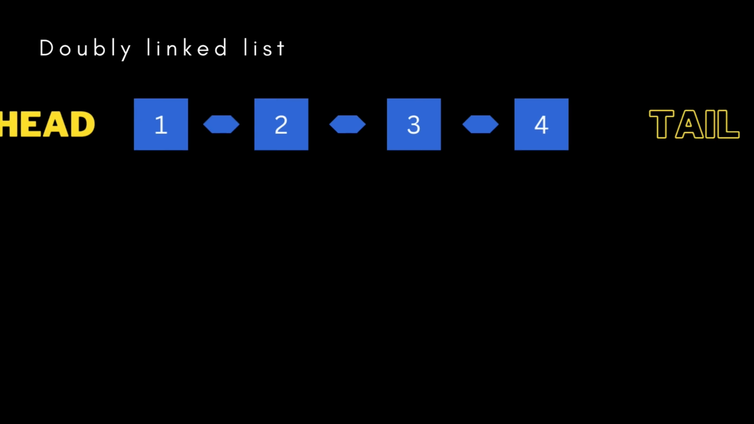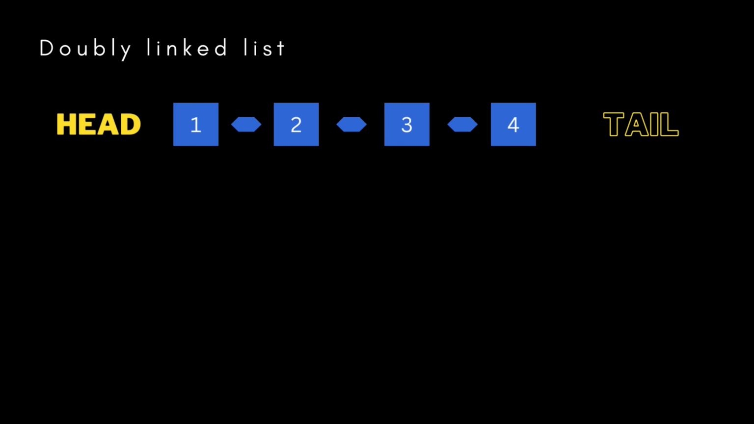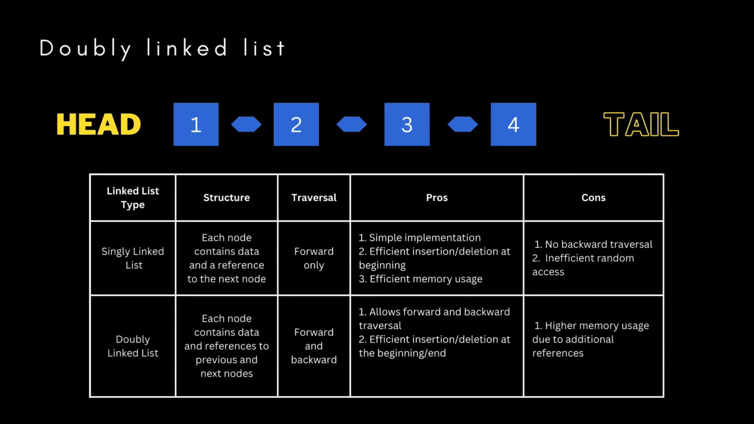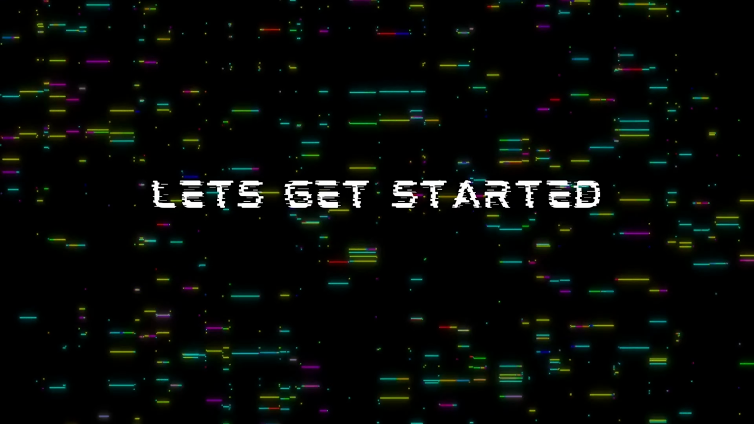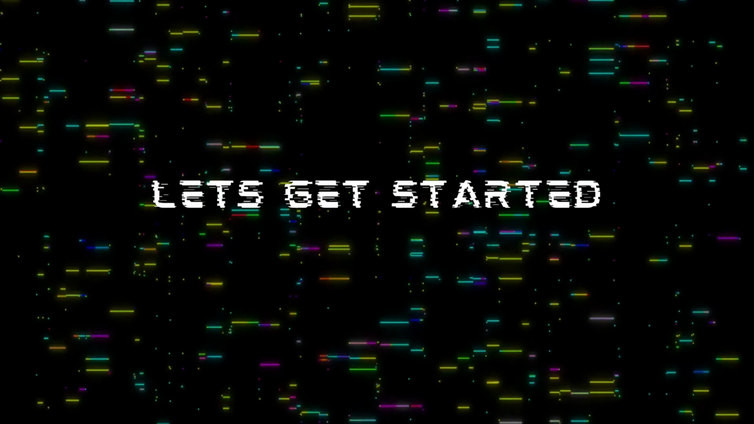Let us see the doubly linked list. In a doubly linked list, each node has a reference to both the previous node and the next node in the list. This allows traversal in both forward and backward directions. Kindly pause the video to learn about the pros and cons and the difference between singly linked lists. Now we know the basics of singly and doubly linked lists. Now let's get started with the Java code.